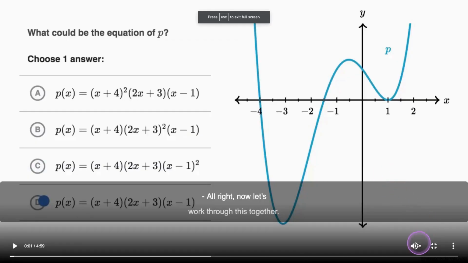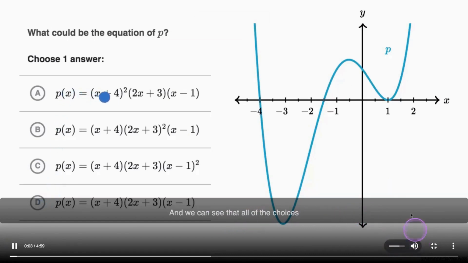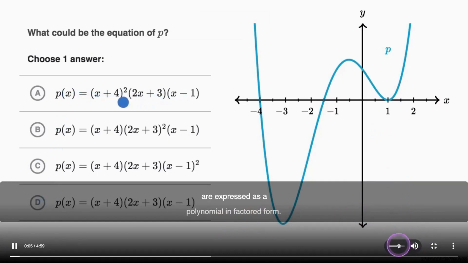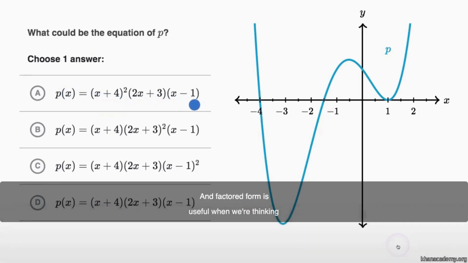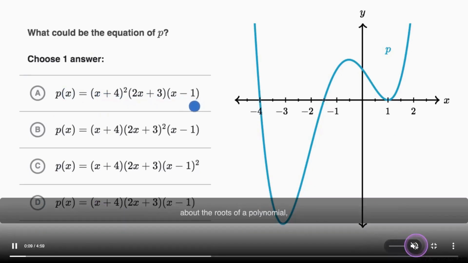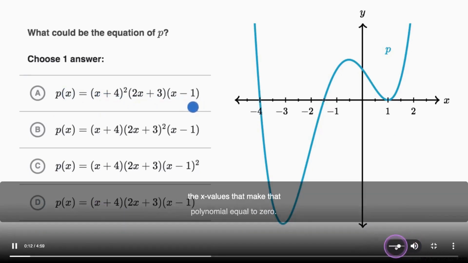So each time I have to manually adjust this value over and over again, which is quite bad. Together, we can see that all of the choices are expressed as a polynomial in factored form. And factored form is useful when we're thinking about the roots of the polynomial, the x values that make that polynomial equal to 0. The roots are also evident when we look at this graph here.